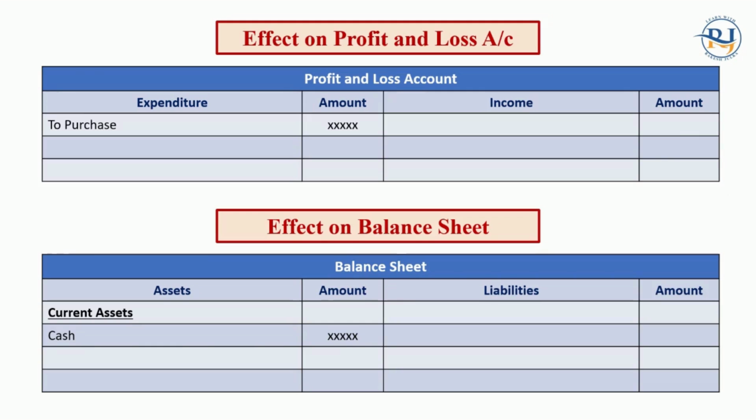Now, what will be the effect on the profit and loss account and balance sheet? The purchase will come on the debit side of the profit and loss account under expenditure, and the cash will fall under the current assets, so that will be shown on the asset side of the balance sheet.